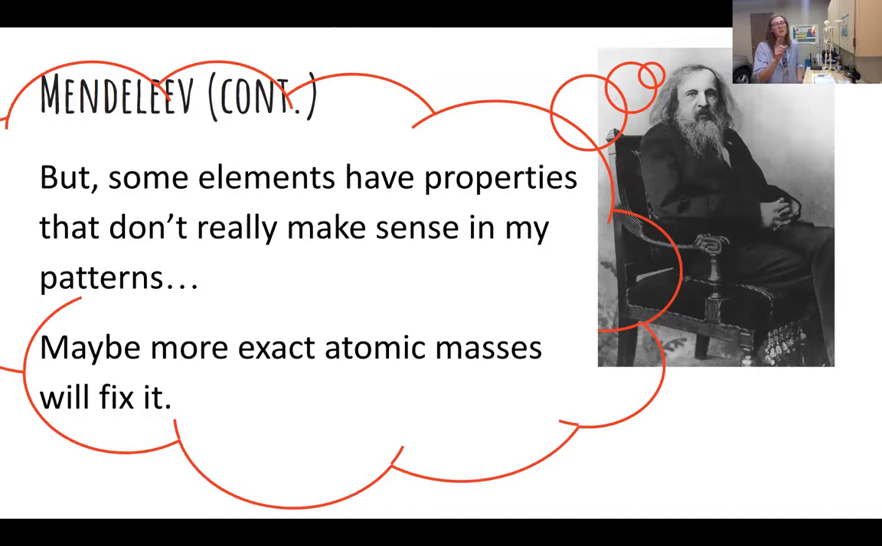He's like, but maybe it's because I'm limited by the technology of my time. Maybe it's because the atomic masses that I'm using to organize these elements aren't exact enough. And maybe if we have more exact atomic masses, these weird, freaky elements in my table will sort themselves out. He's like, I don't love it, but I'm satisfied with my table.